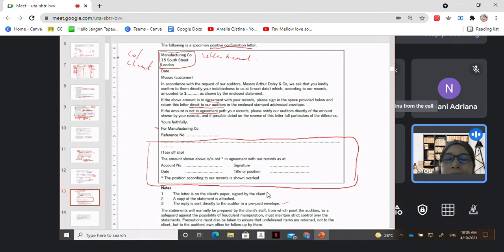This statement is normally prepared by the client's staff, from which point the auditors, as a safeguard against the possibility of fraudulent manipulation, must maintain strict control over the statement. Precaution must also be taken to ensure that undelivered items are returned not to the client but to the auditor's own office for follow-up by them. So all the envelopes should be addressed to the auditor, for confidentiality, because all amounts are confidential.